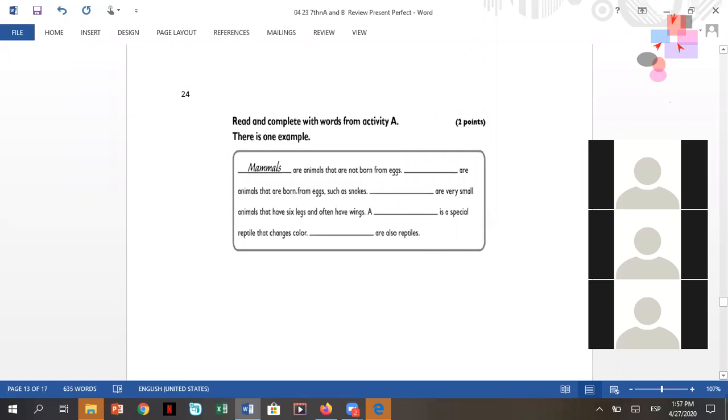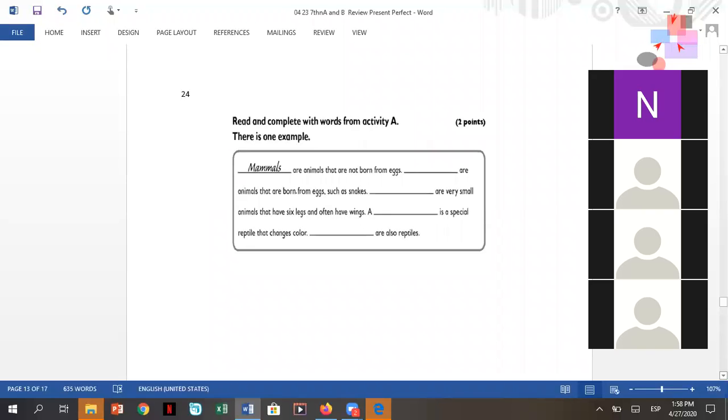Okay, Jose Vasquez, could you do number 24? Nacho is going to do it. Nacho, you have to participate. Everybody has to participate, please. Could you read from the beginning? Mammals are animals that are not born from eggs. What else?